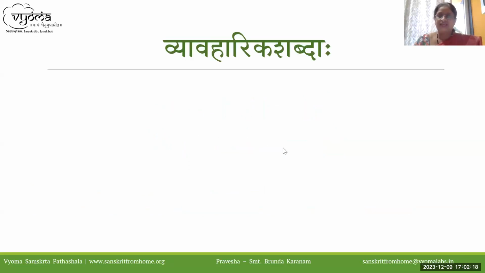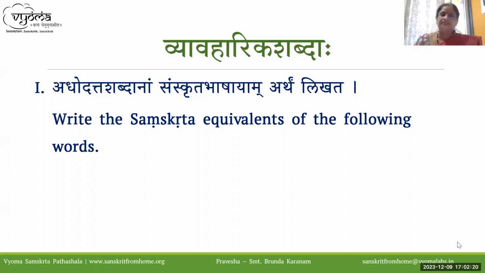So we start with Vyavaharika Shabdaha. Adho Datta Shabdanam Samskrita Bhashayam Artham Likhata. Please remember that this is a mandatory question that will come in your exam for about 5 marks, half a mark each. You will have about 5 to 10 words, where the English words will be given and you have to write the Samskrita meanings, and vice versa. This is usually a mandatory question in your paper.